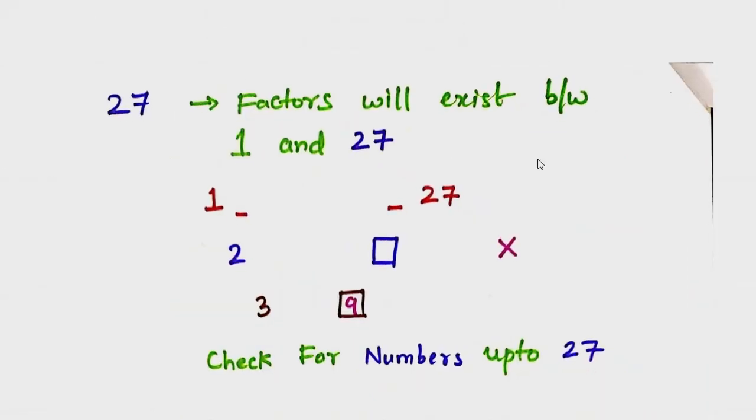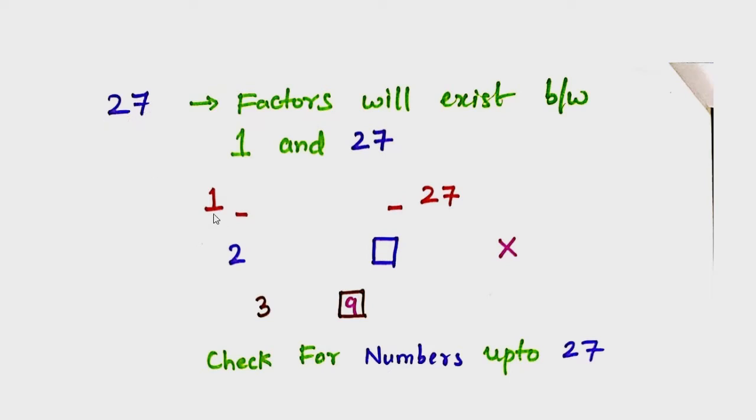Okay, I have taken another example. In this case, I have selected 27 as n, and I want to find the factors of 27. Factors are the numbers which can divide 27 completely. We already know that the factors should be equal to or less than that number, so they should be at most 27.